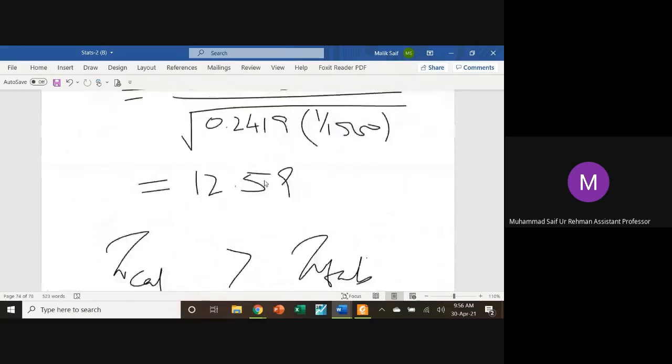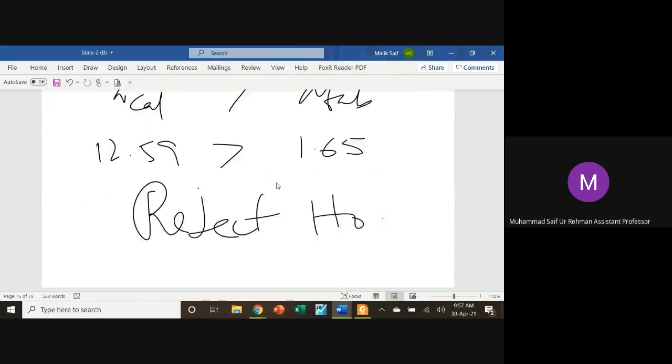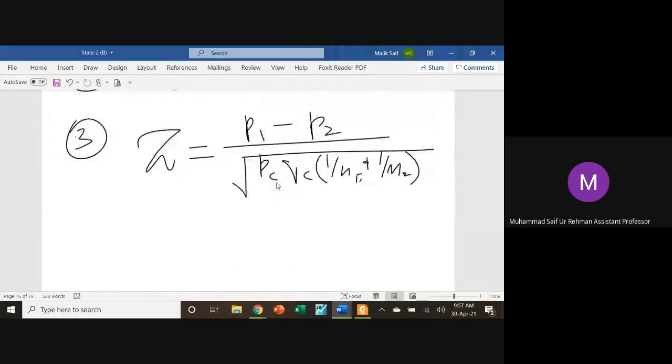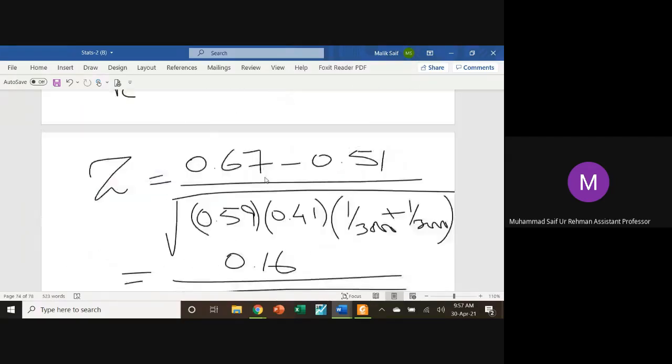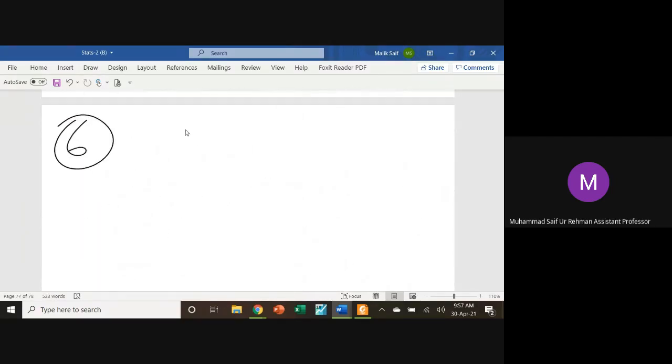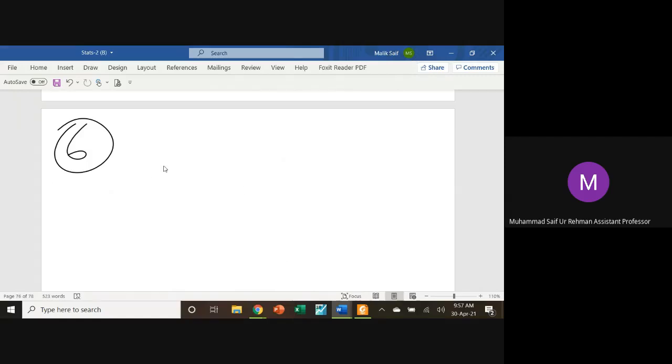So this is what you can write down in the sixth step. If you write down correctly from here, can we conclude that women think men are less kind? You will simply write down yes. Yes, based on our empirical results, we can conclude that women think men are less kind, gentle, and thoughtful in the later survey compared with the earlier one. So these words you can simply repeat, no problem. Over here, simply write down yes and then write down that whole sentence. The complete sentence will be there with yes.